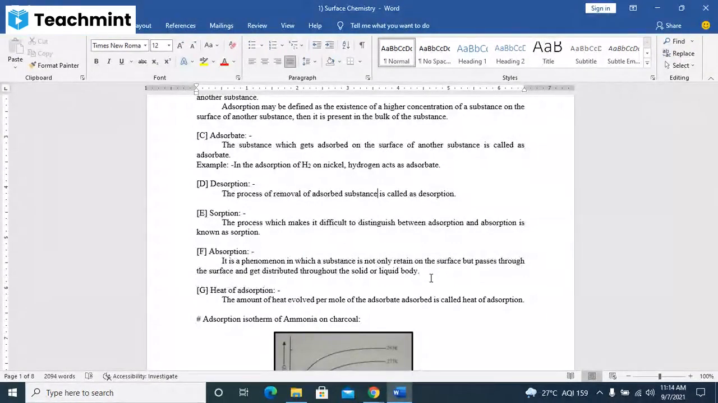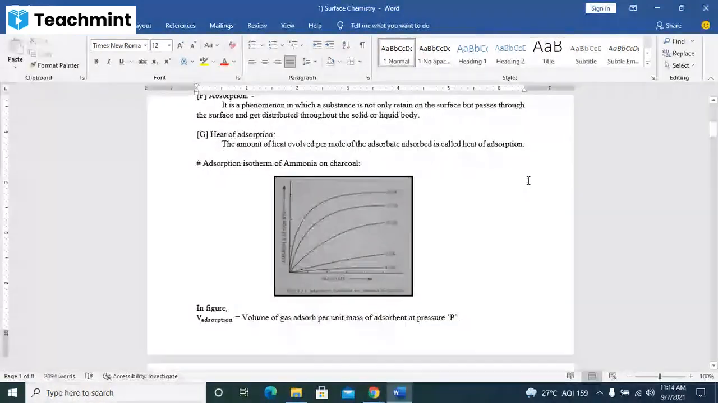Okay, next is the adsorption isotherm of ammonia on charcoal. We have to see in detail. आप यहाँ पे देखेंगे डायग्राम में प्रेशर है, ओके, और अमोनिया एडसॉर्ब, उसका कॉन्सेंट्रेशन है एट डिफरेंट टेम्परेचर. In the figure you can see the V adsorption, volume of the gas adsorbed per unit mass of the adsorbent at a pressure P.